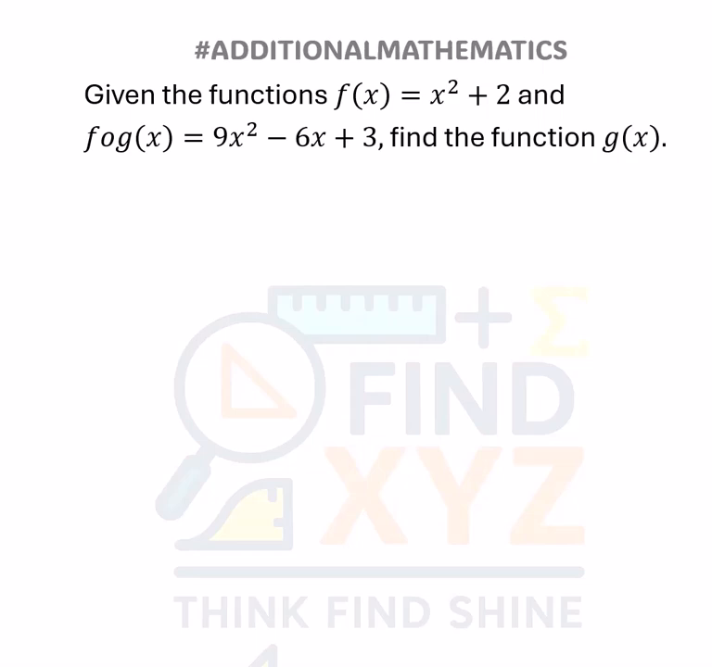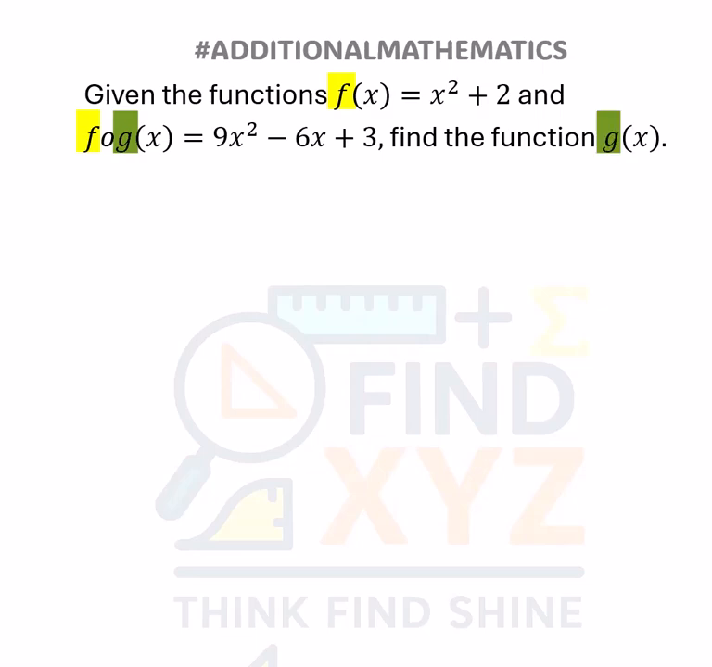Let's try this problem in additional mathematics. Given the functions f of x, which is x squared plus 2, and another function f of g of x, which is 9x squared minus 6x plus 3, we've been told to find the function g of x. But what is a function?